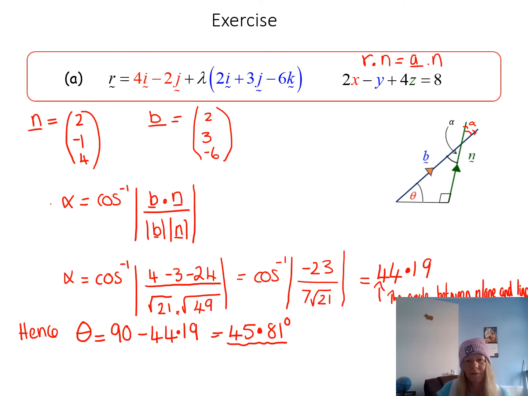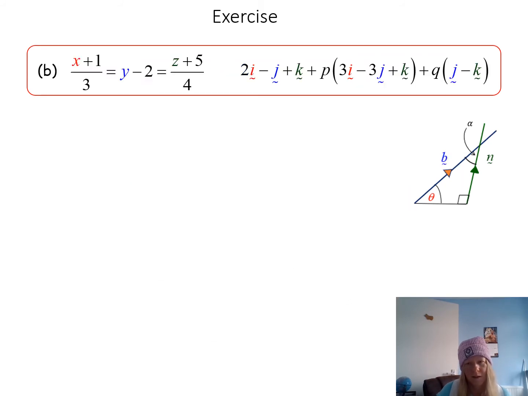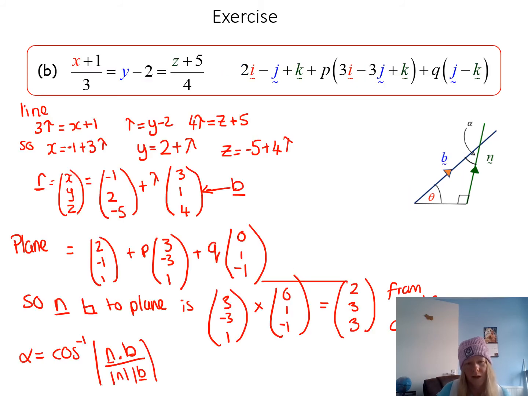That's the first one. So alpha worked out at 44.19, which means that theta's 45.81. Pause if you need to have a look. And then next. So I changed all that, and that ended up as your direction vector. And there's the plane, cross product of those two. You got that one, and then you use that one, and the B one, and you use the formula.